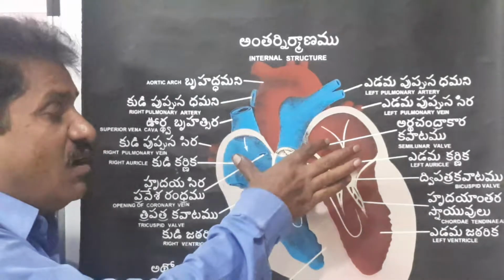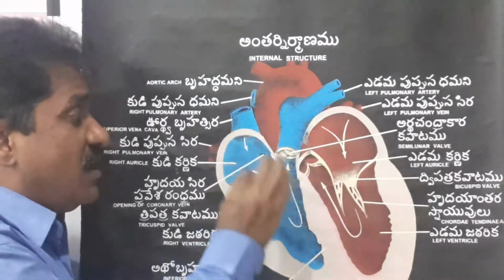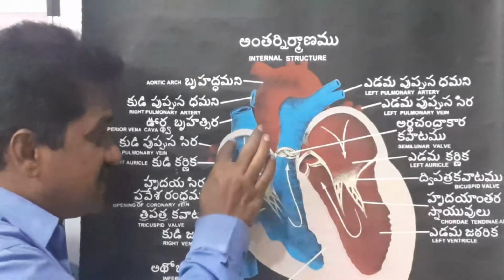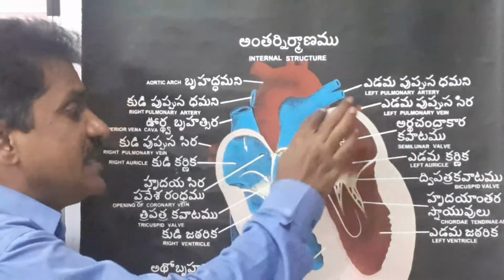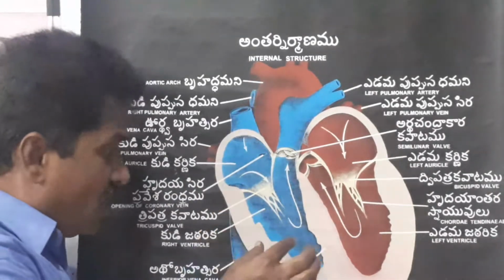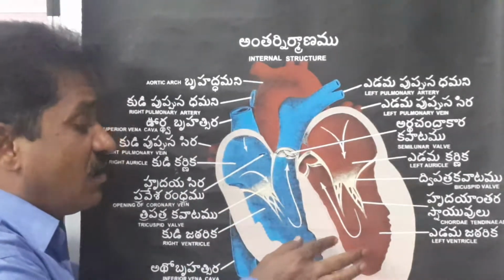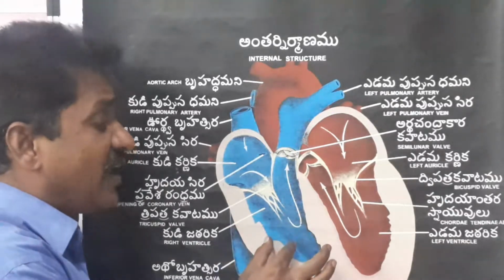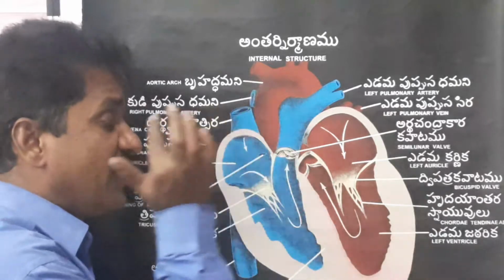Upper chambers of the heart are called auricles. Similarly, they are called atria. This is right atrium, this is left atrium. Lower chambers of the heart are called ventricles. This is right ventricle, this is left ventricle.